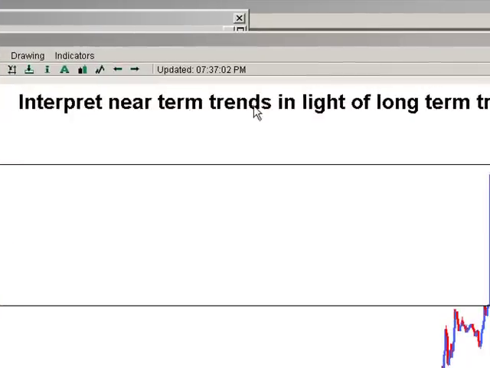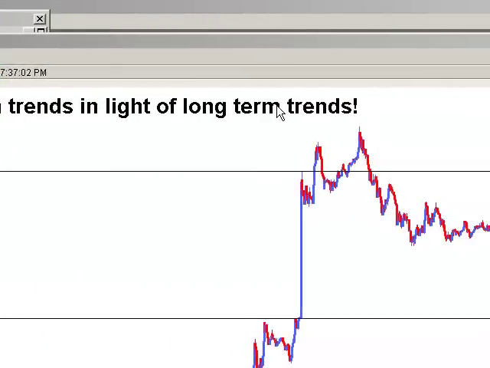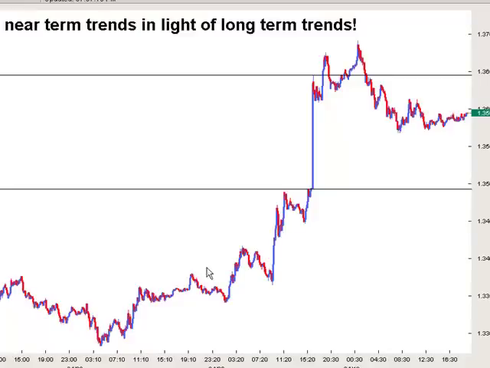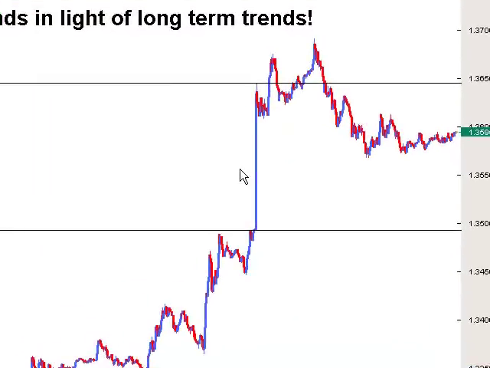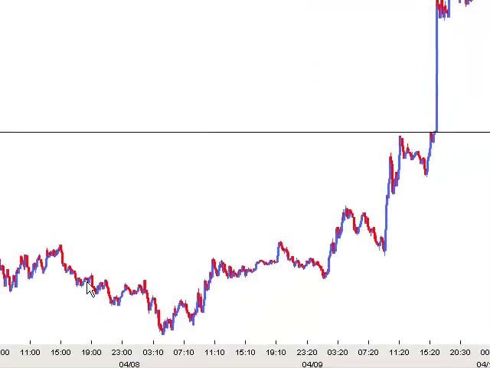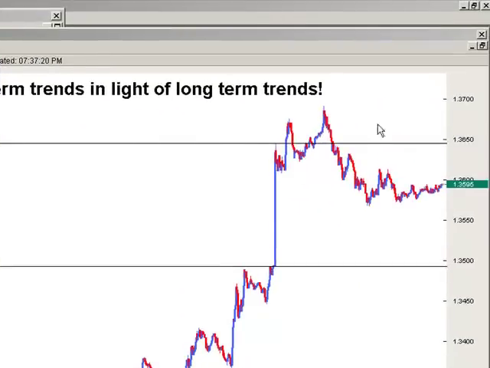I just want to talk to you about how to interpret near-term trends in light of long-term trends. And I want to show you a prime example of what I mean by that. This is a 5-minute chart of euro dollar, and here was Friday's activity. This started off Sunday, and then on into Monday, because each candle is 5 minutes in length. And there was a huge gap here, and it shows as one long 5-minute candle.